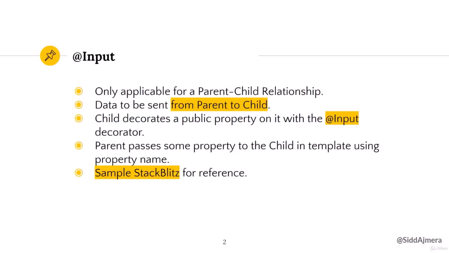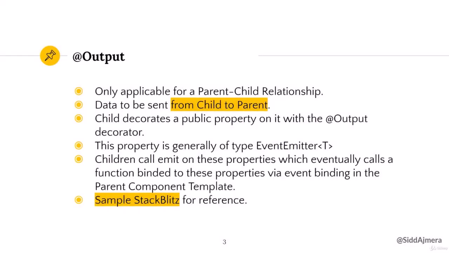Now we saw the Input property as a way to pass data between parent and child components, but from parent to child. What if we wanted to pass some data from child to parent? Well, for that we have the Output property. And this again applies just to the parent-child relationship between components. So we must have a parent and a child in order for this to work, and this would only work in case we wanted to pass some data from a child to parent.